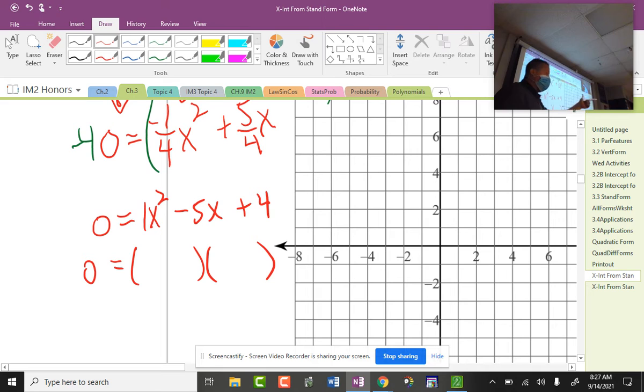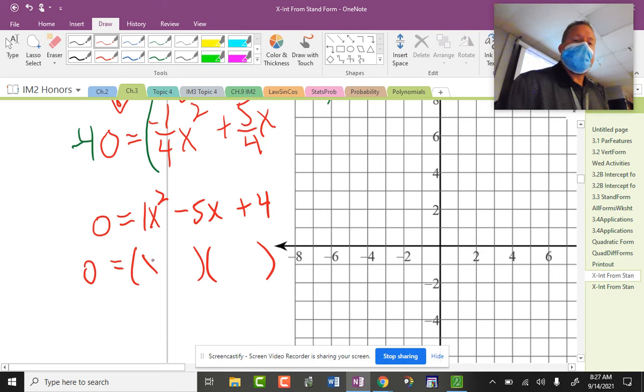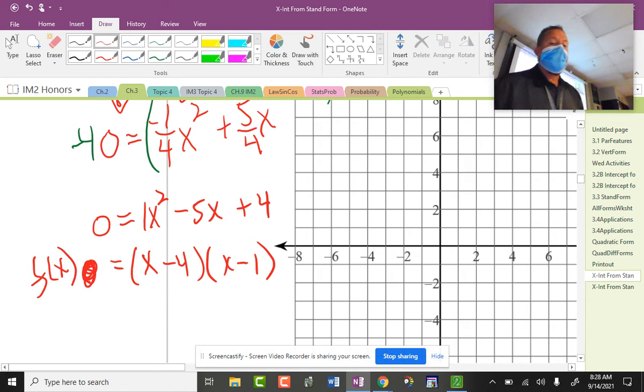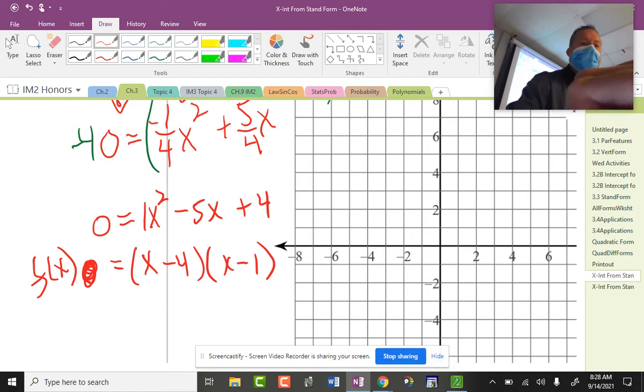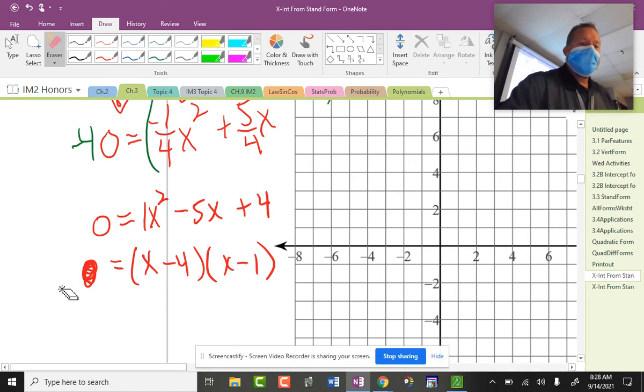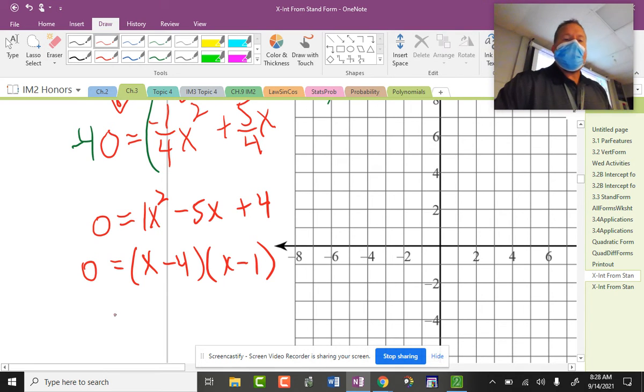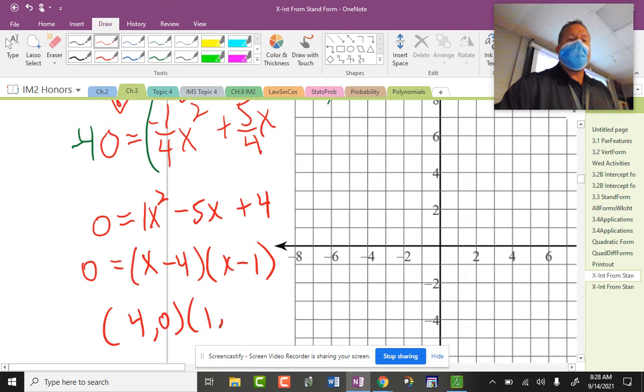-4 and -1. So it becomes x minus 4, x minus 1. And if you could just imagine that this just said f of x instead of 0, then you would know what the x-intercepts are. They are 4 comma 0 and 1 comma 0. So either way, it shouldn't be that bad. Pen's always against me. All right, so the x-intercepts are 4 comma 0, 1 comma 0.